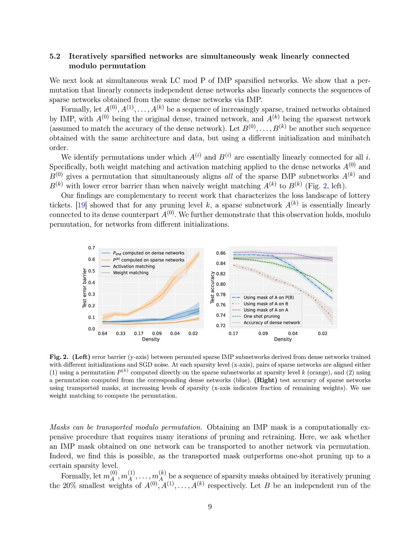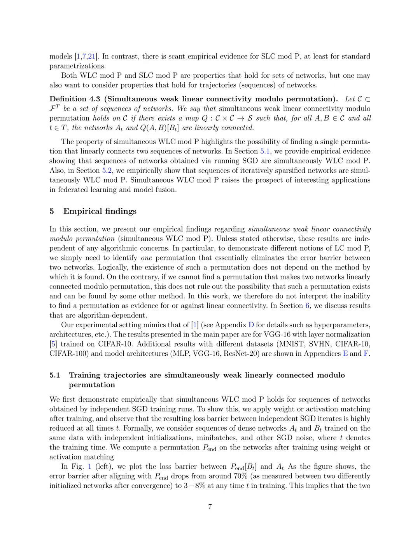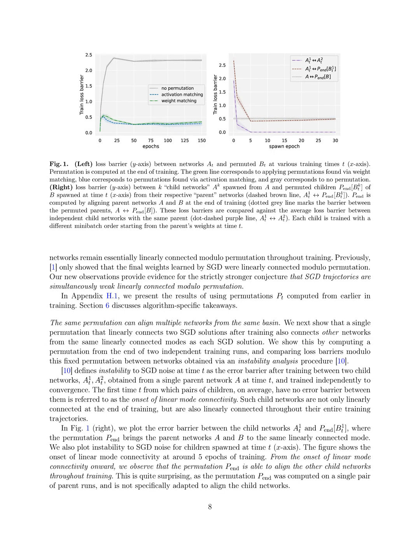Iteratively sparsified networks are shown to be simultaneously weak linearly connected modulo permutation in the paper by demonstrating that a single permutation that linearly connects independent dense networks also linearly connects the sequences of sparse networks obtained from the same dense networks via iterative magnitude pruning, IMP. The paper presents empirical evidence that weight or activation matching applied after training significantly reduces the error barrier between independent SGD iterates at all times during training. This implies that the two networks remain essentially linearly connected modulo permutation throughout the training process.